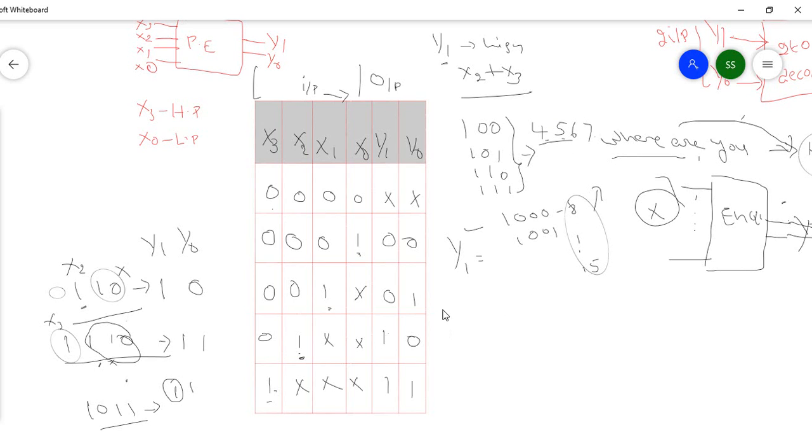So when you take it like that, you have to write y1 is equal to summation of m, 4, 5, 6, 7, 8, 9, 10, 11, 12, 13, 14, 15. Okay, this is the notation equation of y1. Now for this, what do you have to do? You have to do the K-map and simplify it. Try the K-map for this one.